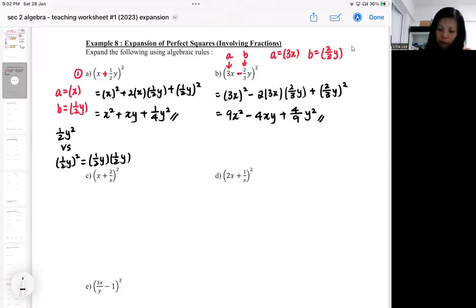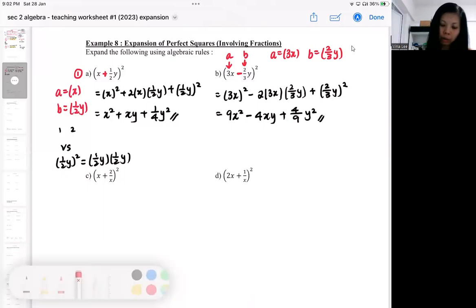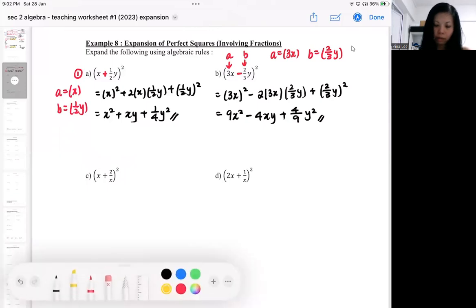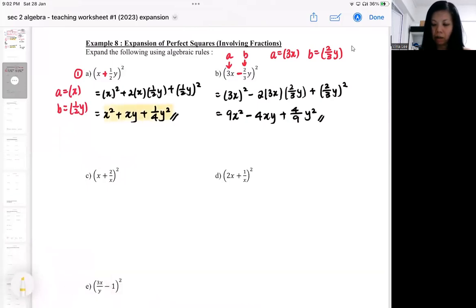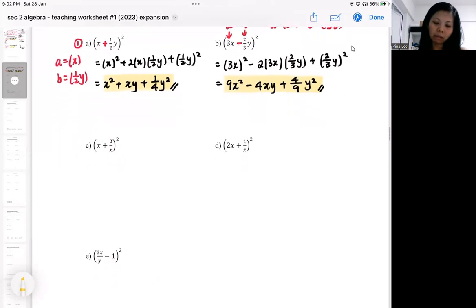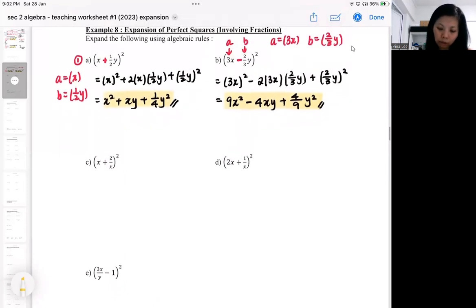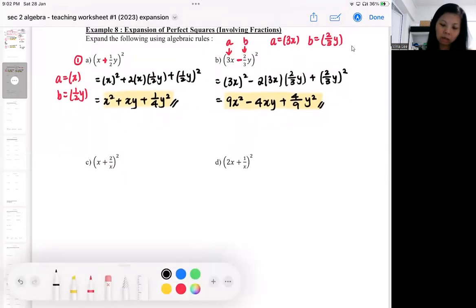So for these two questions, are you able to do it directly? It's possible that eventually you can do it mentally and directly. That means you don't need to show the working because you already have the formula in your head. So I encourage that you slowly build yourself up to be able to do the expansion mentally without writing out the formula. But if you need to start slow, of course, please start slow. We are going for 0 mistakes.